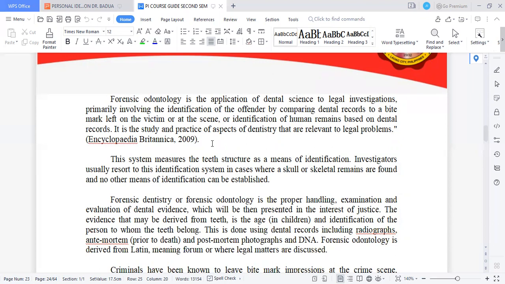Okay, so it involves the identification of the offender by comparing dental records, the bite mark left on the victim or at the scene. For example, there is a struggle between two persons, they fight, and for the other person to be released, for him or her to escape, he could probably bite the person. So this is an instance that bite marks could be present on the person, whether victim or the offender.